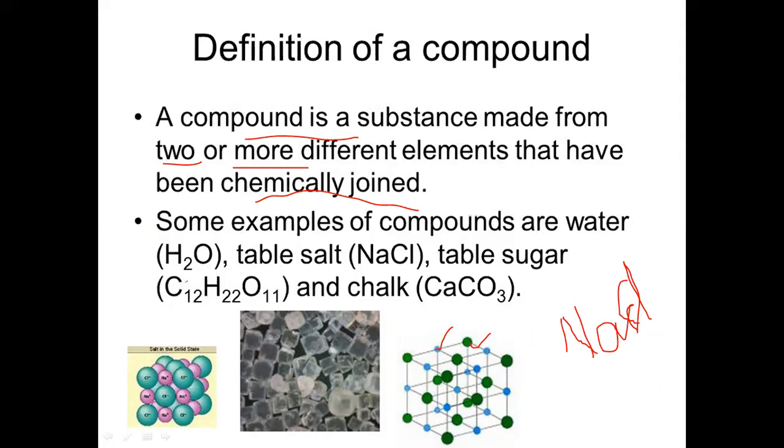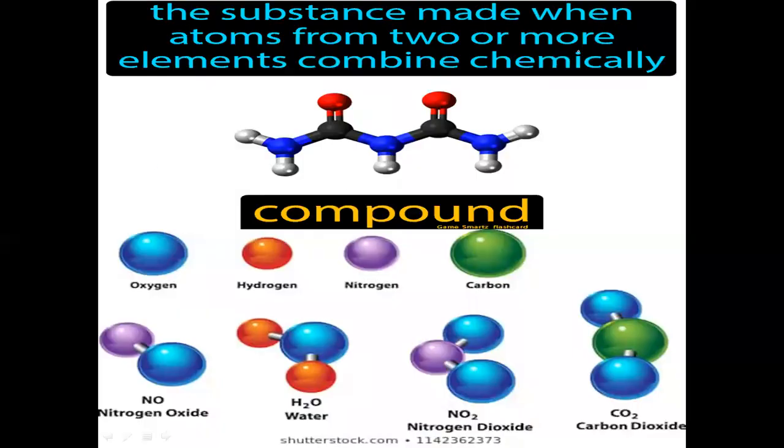So if you see common examples, water, table salt, table sugar, and chalk, etc., chalk for writing on the blackboard. It is having this kind of formula. So calcium, carbon, and oxygen, these are three different elements which combine chemically. And here carbon, hydrogen, and oxygen combine chemically. Here, chlorine is combined with nitrogen, and then they form the bonds. This line is called the force of attraction, or the bonds by which they form these types of compounds. So the substance is made when atoms from two or more elements combine chemically. If you see this element, it is combined with this one and with this one and with this one.